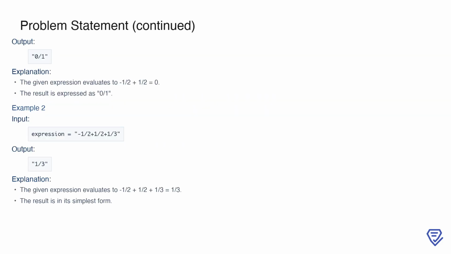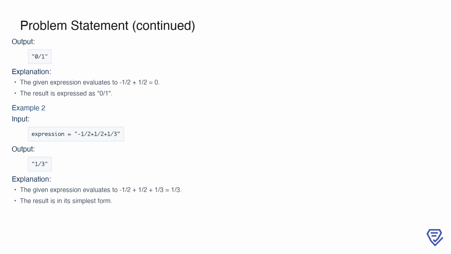For example, consider the input expression -1/2 plus 1/2. When we evaluate this, the two fractions cancel each other out, resulting in 0. The output for this case should therefore be 0/1, where the fraction is expressed in its simplest form.